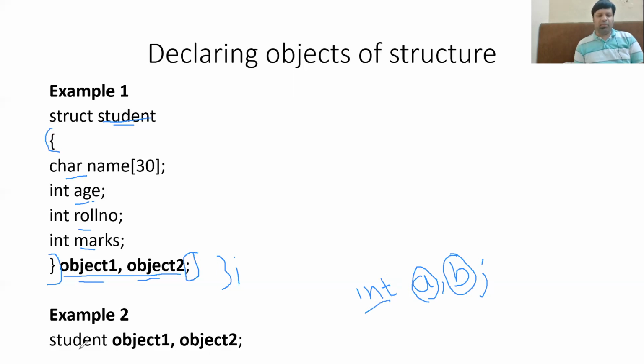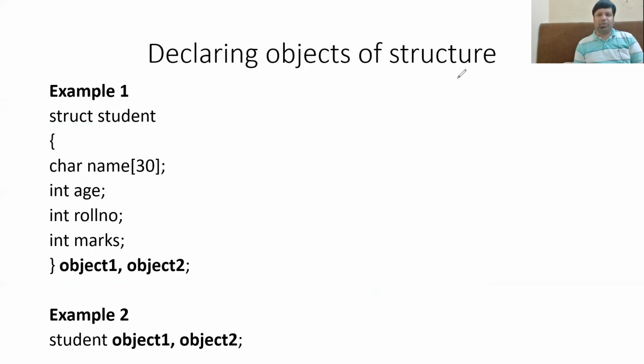Now have a look at the following statement in example 2. Here we have created 2 objects or variables, object 1 and object 2 of the student data type. Now what is a student data type? It is a user defined structure. I hope the 2 methods to create the objects of a structure are clear.